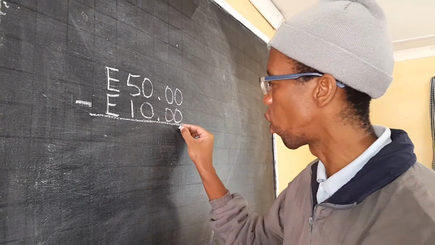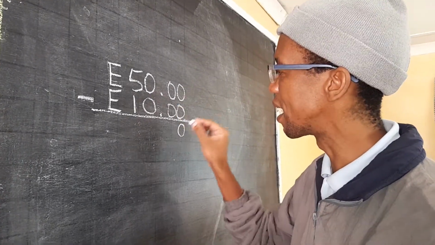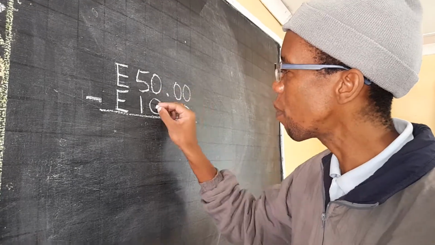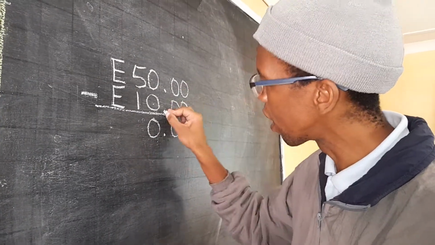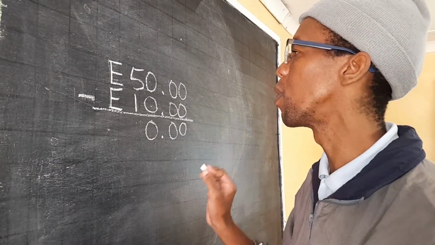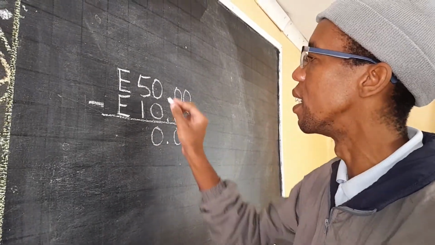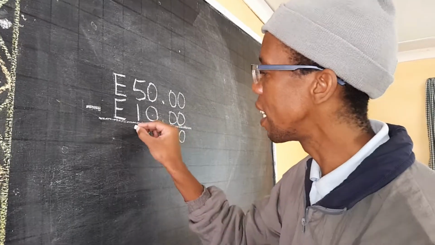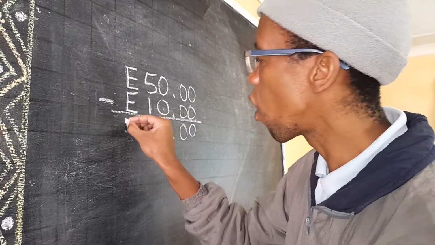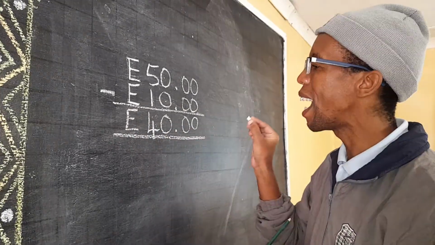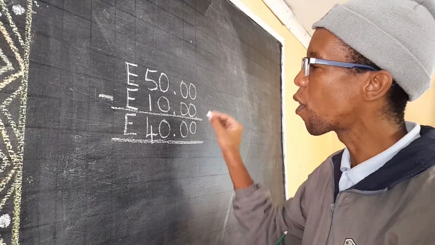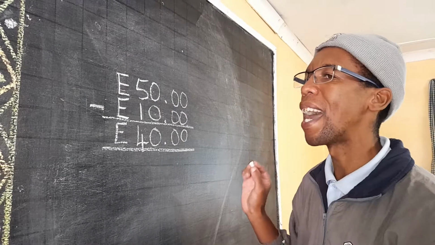0 minus 0, it is 0. 0 minus 0, it is 0. 0 minus 0, it is 0. Remember, we put back the comma. It must be always in the straight line. Then 5 minus 1, it is 4. I also put back the E, which represents that my change will be 40 Emalangeni if I buy the loaf of bread.